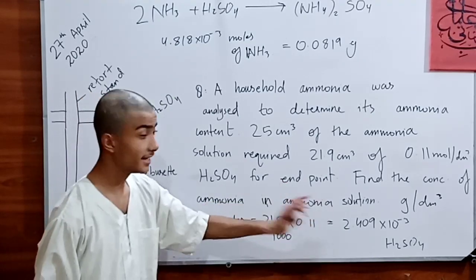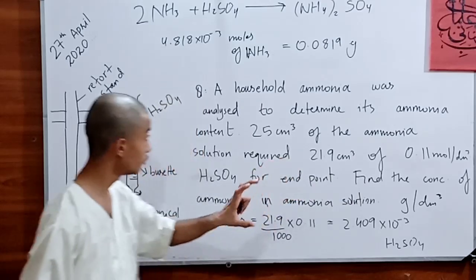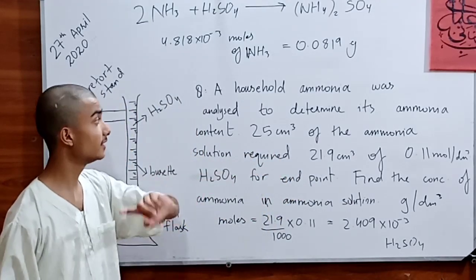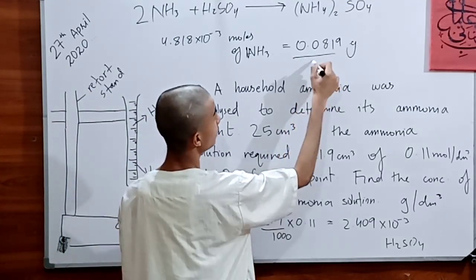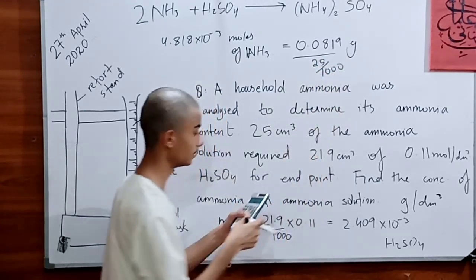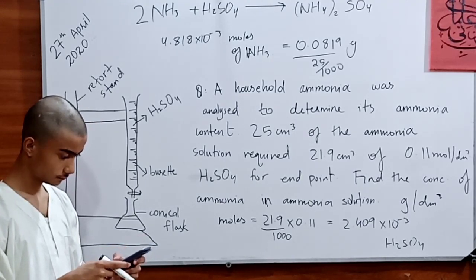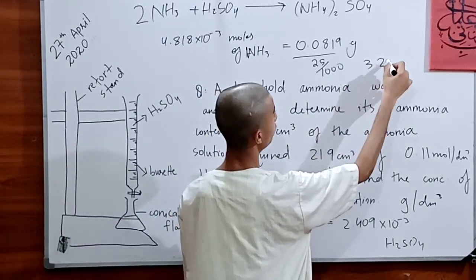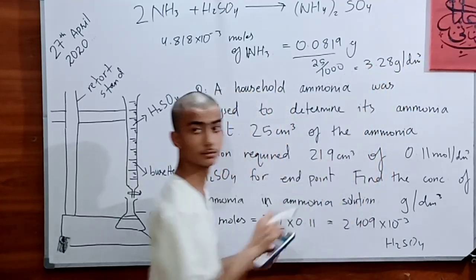But the last thing you have to know is that the volume should be in dm³, as our concentration should be in g/dm³. So for converting this 25 cm³ to dm³, you have to divide by 1000. So our answer would be 0.0819 divided by 25 divided by 1000, which is 3.28 g/dm³. This is the concentration of ammonia. That's it.